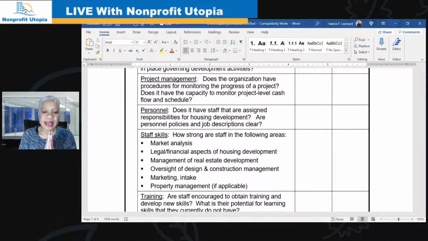Personnel, does it have staff that are assigned responsibilities for housing development? Are personnel policies and job descriptions clear?